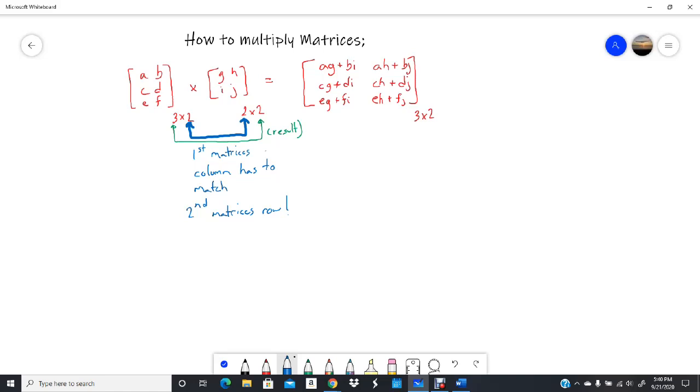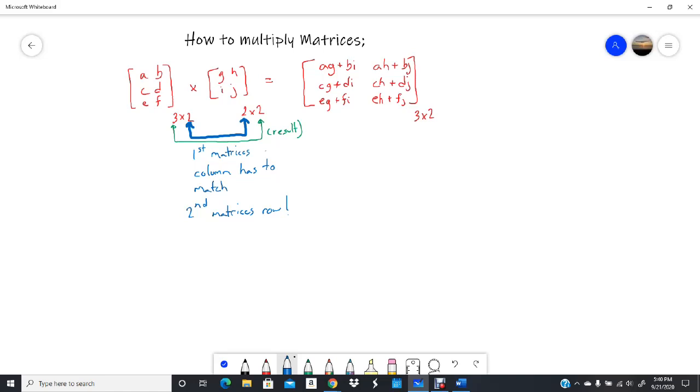Now the rule to multiply matrices is the first matrix's column has to equal the second matrix's row. So if they are equal, then we can multiply. And the result would be the first matrix's row amount times the second matrix's column amount. And how do we multiply it? Well, we take the first matrix's row and we multiply with the second matrix's column.